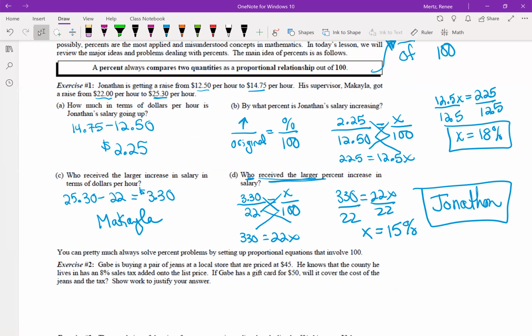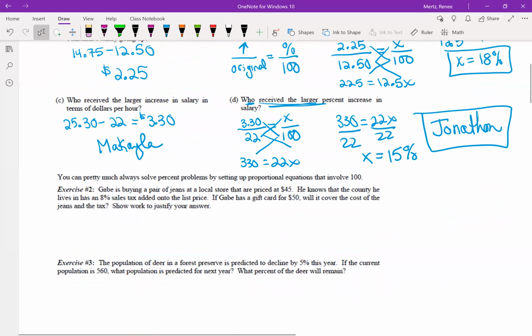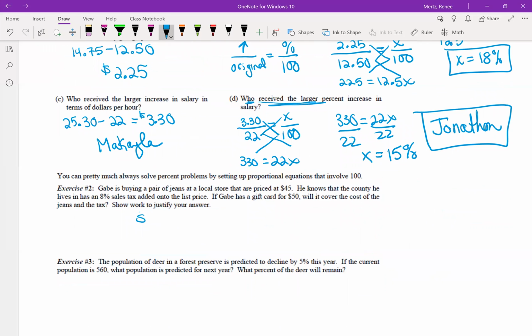In exercise 2, it says Gabe is buying a pair of jeans at a local store that are priced at $45. He knows the county he lives in has an 8% sales tax added onto the list price. If Gabe has a gift card for $50, will it cover the cost of the jeans and the tax? All right, so when we're talking about tax, there's an easier way to do it and a more complicated way. We could do it in one step or we could do 2 steps. So we have to figure out the tax rate on $45.